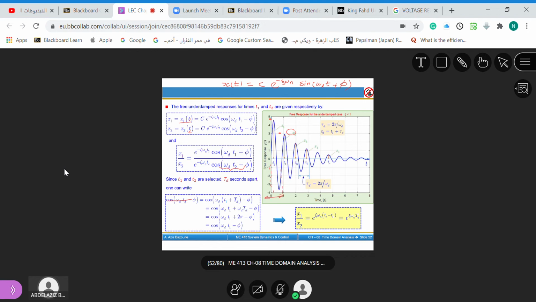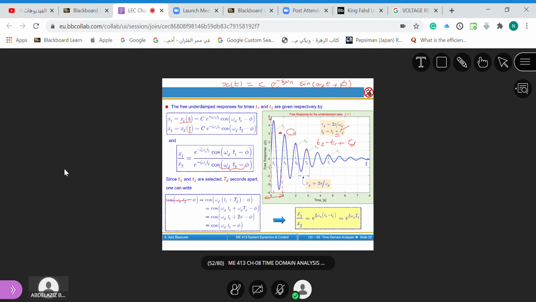So we can write it like this. Td will be 2 pi over omega d. So t2, can you tell me t2? t2 will be equal to t1 plus tau d. Do you agree with this? Where tau d is the period. So the time t2 can be calculated as t1 plus the period tau d. Is that right, Shabab? t2 will be equal to t1 plus the period tau d.